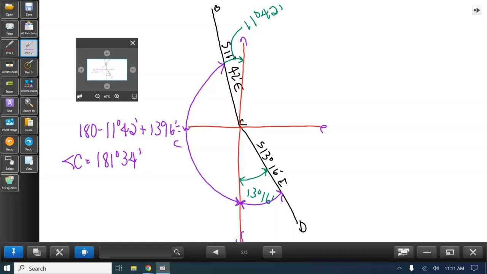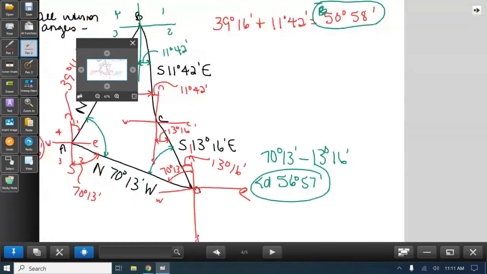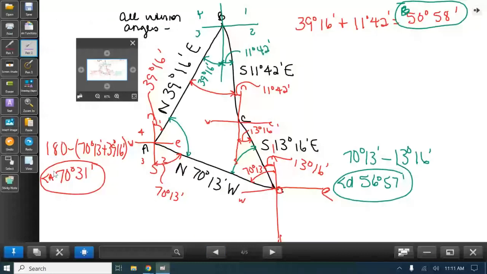So now if I add all four angles up, it should be the number of sides minus 2 times 180, so I should get 360 degrees. So if I add my 71/31, my 50/58, and my 56/57 plus my C, I should get 360 degrees because there's four sides, 4 minus 2 times 180. When I did, I got exactly 360.